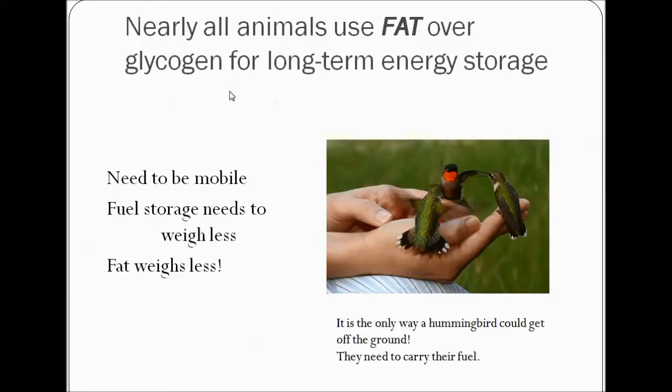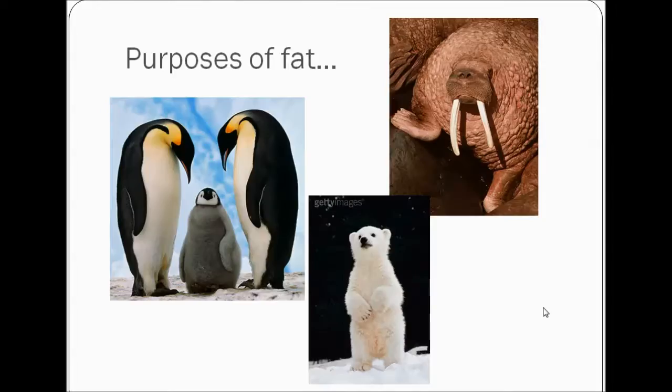Nearly all animals use fat over glycogen for long-term storage. Why? Well, we got to move around. And guess what? Fat weighs less. The only way a hummingbird right there can get off the ground is if their fuel, which they use copious amounts, because have you ever been around one? Oh my goodness. It has to be light so that they can take their fuel with them. So fat is good. It's not all bad.